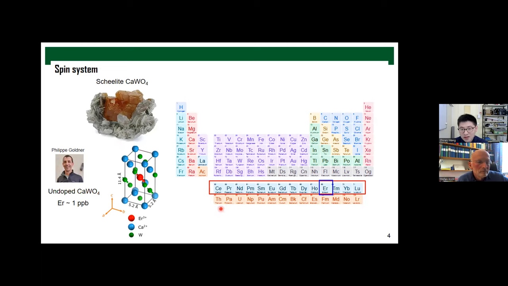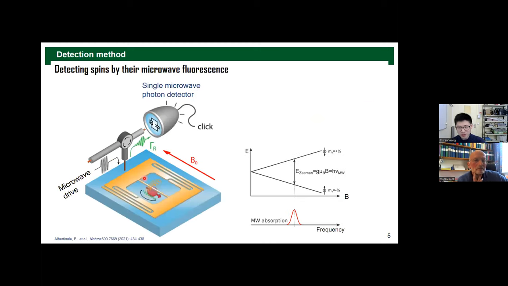And the erbium inside this crystal are residual dopants. So at a very low concentration, you can see it's about 1 ppb. The erbium replaced the calcium site. So the detection method is that even if the erbium has a very complicated electronic structure, at millikelvin temperature and microwave range, it can be regarded as an effective spin 1/2. So you can treat it as just an electron under some magnetic field. And we have this Zeeman splitting effect.